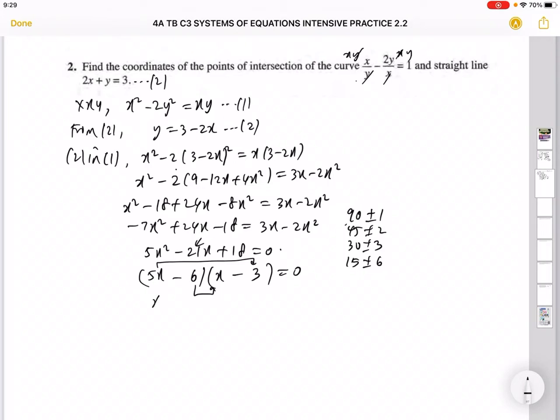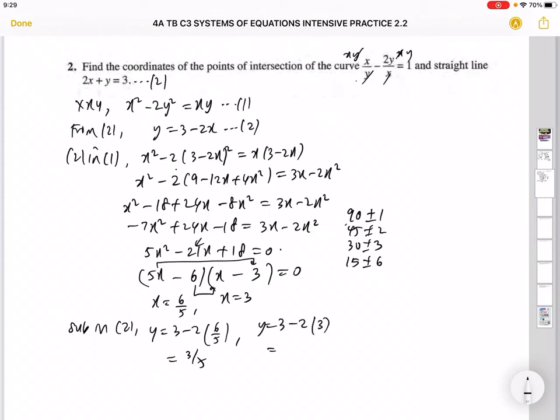So my x value is either 6 over 5 or 3. When I sub inside equation number 2, my y will be 3 over 5, and the second y will be negative 3. So just write the answer in the form of coordinates: 6 over 5, 3 over 5, and 3, minus 3.